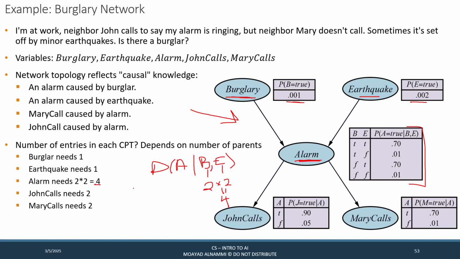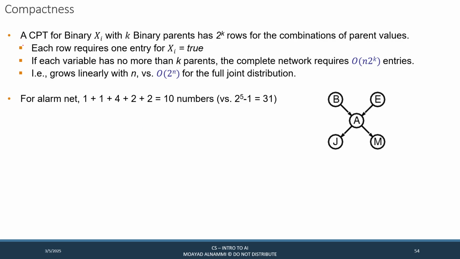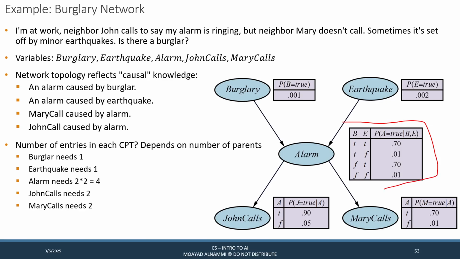So alarm needs 4. John here needs 2 because it is the probability of John given its parent, which is A. And so there's 2 settings for A here, so it needs 2. And similarly, Mary here needs 2 as well. So in total, we need 1 plus 1 plus 4 plus 2 plus 2, right? This is way less than 32. So a Bayesian network can compactly represent your probability model. In general, these tables are called the conditional probability tables, right? Because you have the probability of A conditioned on B and E.